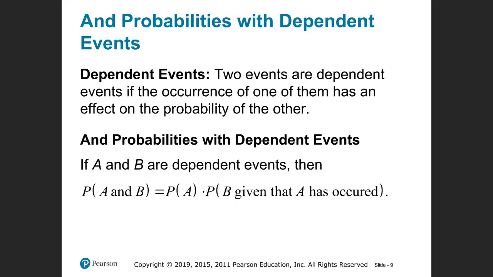Moving on, we're going to look at "and" probabilities with dependent events. 2 events are dependent if the occurrence of one of them has an effect on the probability of the other. And probabilities with dependent events: if A and B are dependent events, then the probability of A and B is the probability of A times the probability of B, given that A has occurred, because they're dependent.